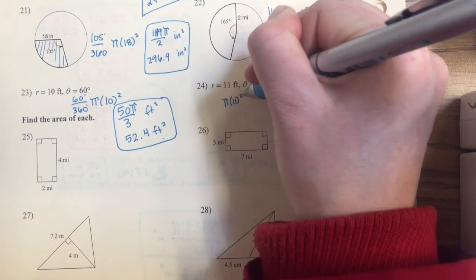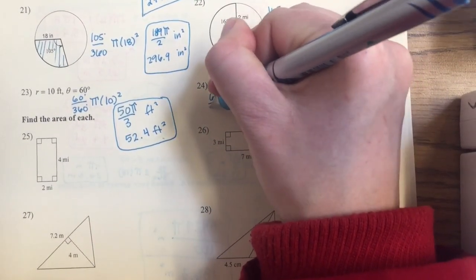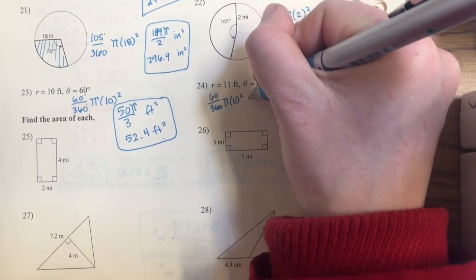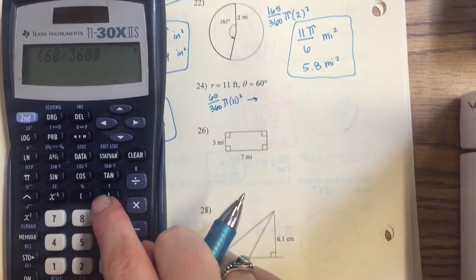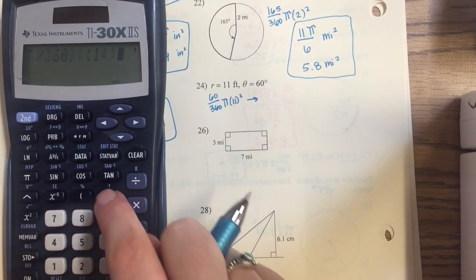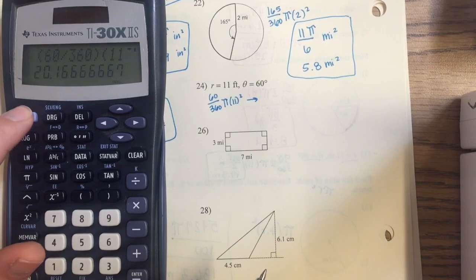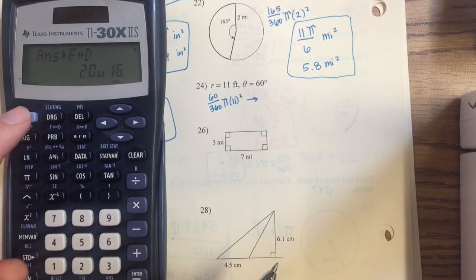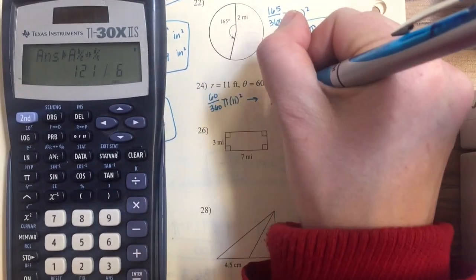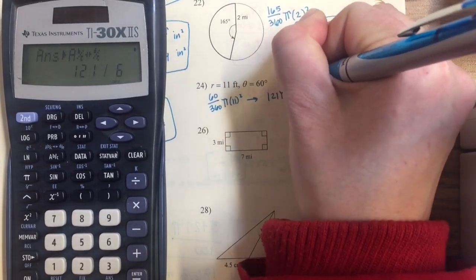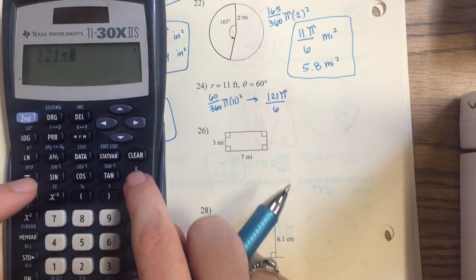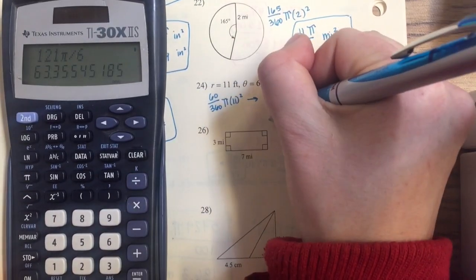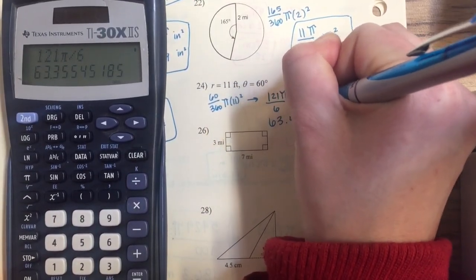Pi r squared, 60 degrees out of 360. 60 out of 360, 11 squared. It's a decimal. I want to write it as a fraction. 121 pi over 6. The decimal form would be 63.4.